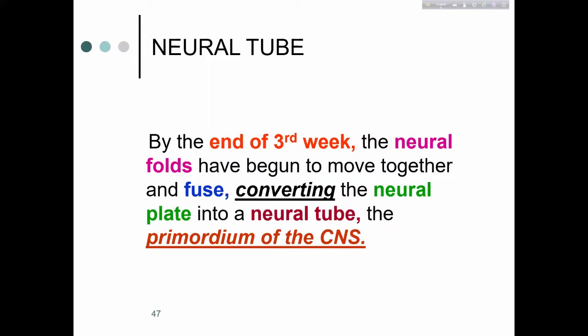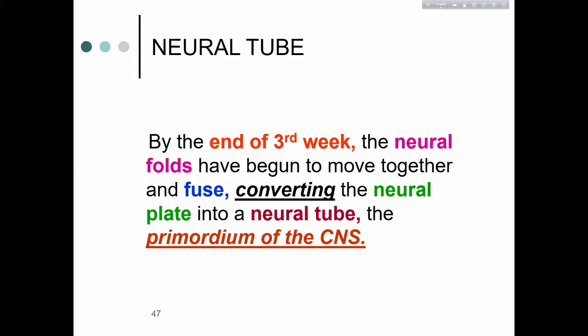By the end of the third week, the neural folds have begun to move together and close, converting the neural plate into a neural tube, the primordium of CNS. So if you say the neural plate is the primordium of CNS, it is okay. If you say the neural tube is the primordium of CNS, it is okay, because the neural tube comes from the neural plate. The neural plate is there, then there is formation of a groove, and the neural folds will fuse with each other to form the neural tube. The same thing.